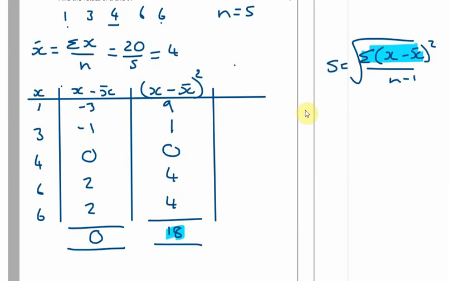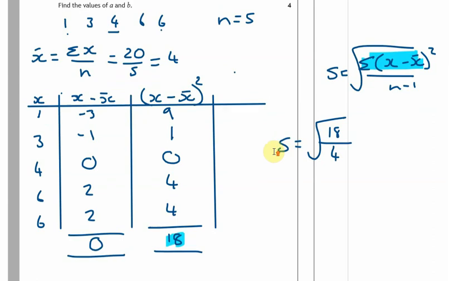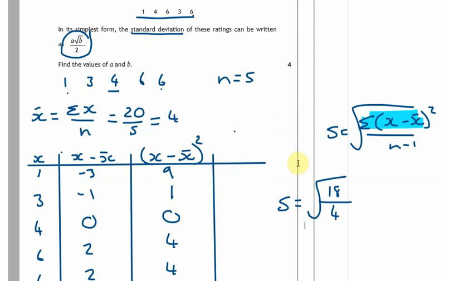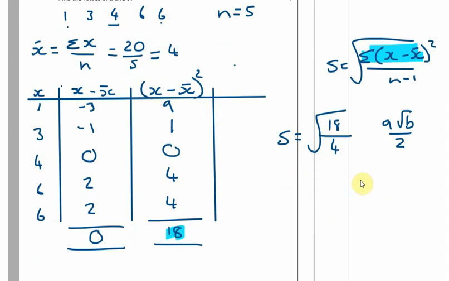So the standard deviation is equal to 18 divided by n minus 1, which is going to give us 4, square root. Okay. So if you get to this point, I'd be thinking that's pretty good. Must be most of the marks in the bag by now. Definitely 2, maybe 3. But we need to get it into this term, the a root b over 2. Okay. So the tricky bit here is understanding how we can break down this root 18 over root 4.